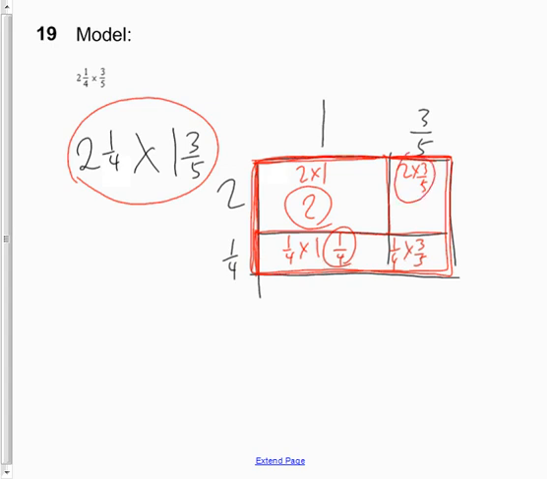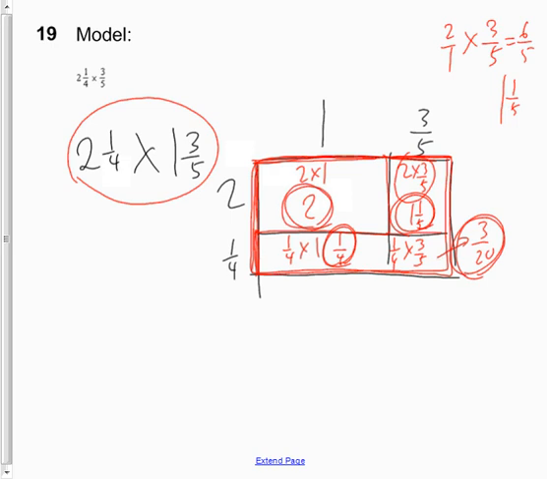Now this one here, 2 times 3/5, think of 2 as being over 1, and I'm actually going to get 6/5 of my answer, or 1 and 1/5. So this answer is 1 and 1/5. Now I got 3 of my parts done. And the fourth part is the product of these two. 1/4 times 3/5 is going to be 3/20. So now I have all 4 areas. And if I add them up, that's going to be the same answer as if I multiply 2 1/4 by 1 3/5. So 2 plus 1 1/5 plus 1/4 plus 3/20. The sum of those 4 numbers will be the answer.